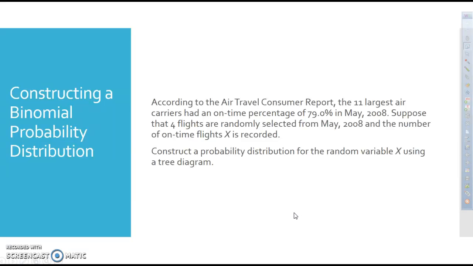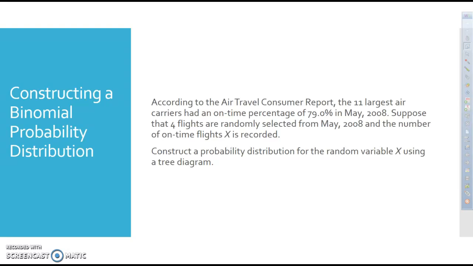So if we were to go back to that airline idea, the 11th largest air carrier had an on-time percentage, now we are saying 79% in May 2008. And we're going to select 4 random flights. That's 4 trials. And we're going to look at how many times they were actually on time. So we're looking at 4 flights, 4 trials, and they're either on time or they're a failure. Okay? And we're going to try to construct those probability distributions based on a tree diagram we're drawing.